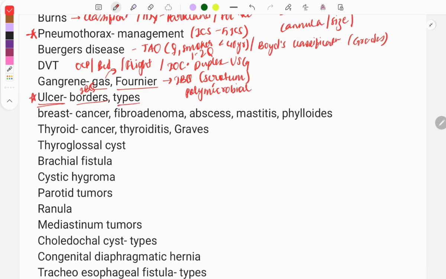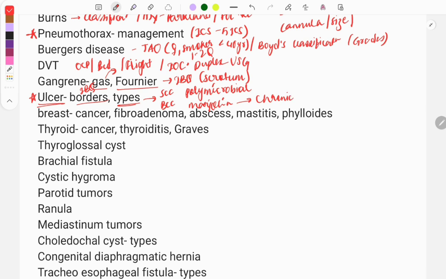And the types of ulcer: it is usually squamous cell carcinoma, basal cell carcinoma, malignant melanoma, and the Marjolin ulcer. Then along with that, you need to look at the arterial ulcer. The features of those, like the Marjolin ulcer, it occurs due to a chronic long-standing ulcer, and it is not malignant.